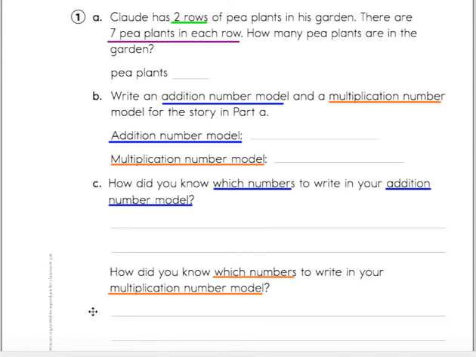Okay, let's do the same thing. How did you know which numbers to use in your multiplication number model? Can you put that down here? Capitals and punctuation.